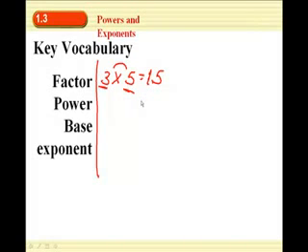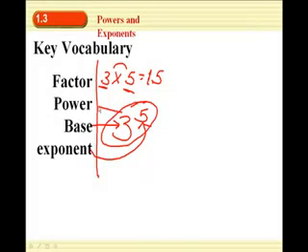A power and a base and an exponent, I'm going to do that with one example, 3 to the 5th. If you look in the middle of page 15, there's a key concept box that says the base of a power is the repeated factor and the exponent is the number of times the factor is repeated. So exactly what do they mean? This number right here, the 3, is the base. That's the big number. The 5 is the exponent. This whole thing can be called a power. So we have 3 to the 5th.